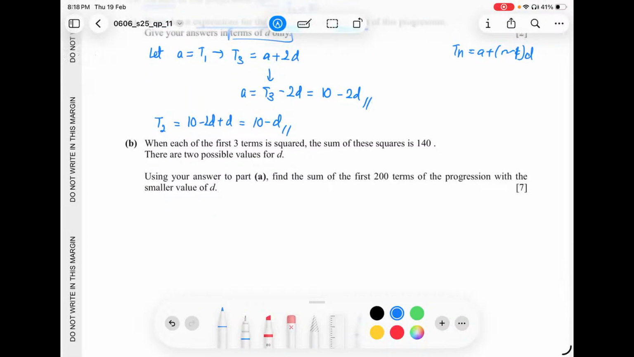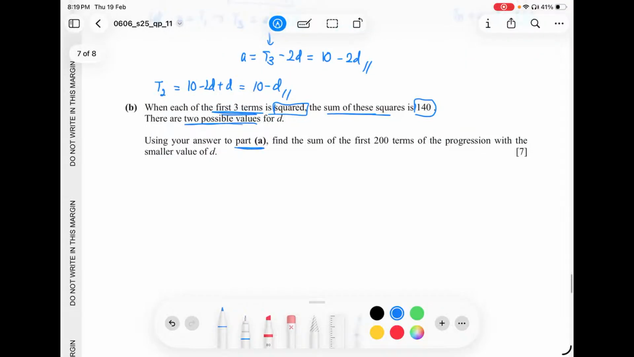So let's move on to part B now. When each of the first 3 terms are squared, so remember that each of the first 3 terms are squared, the sum of these squares is 140. Find the 2 possible values of D. Using your answer in part A, find the sum of the first 200 terms with the smaller value of D. So they just give you another piece of information to solve D.